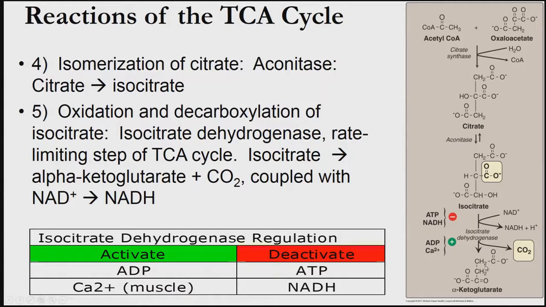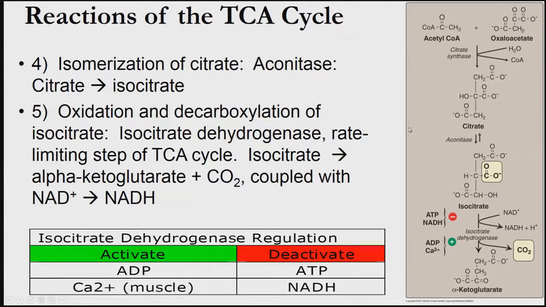Depending on which resource you look at, they may consider the three key steps we're going to talk about today all could be considered rate-limiting to a certain extent. Your textbook considers this to be the rate-limiting step. Any one of them, if you inhibit, it's going to inhibit the pathway. So it's not the same as some of the other pathways.